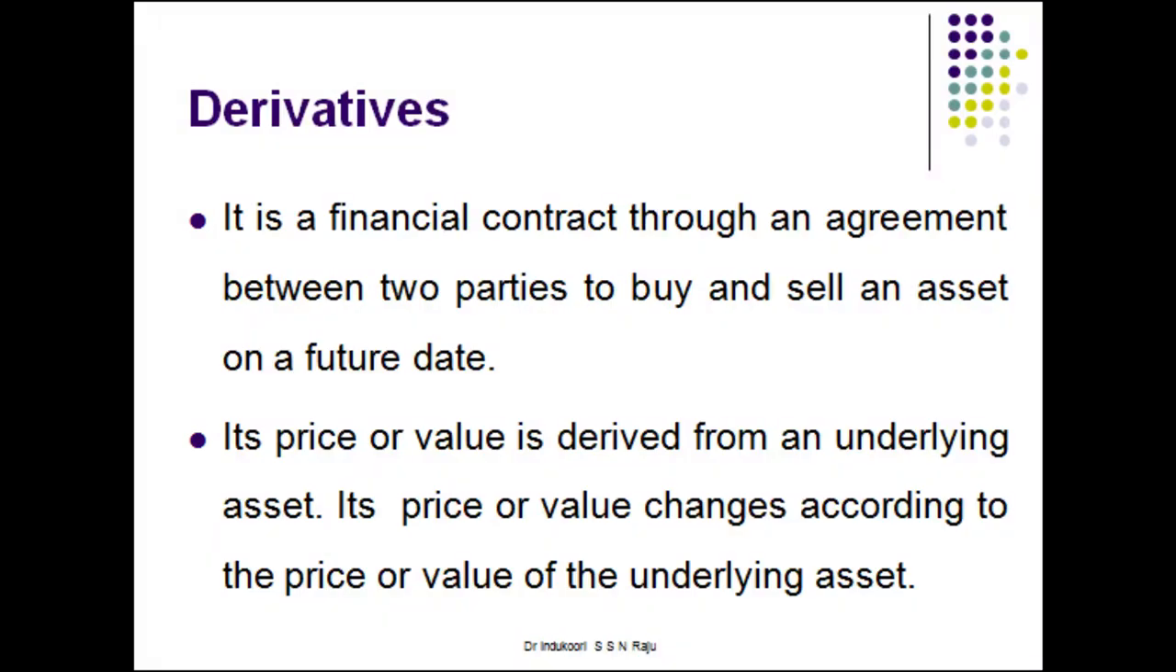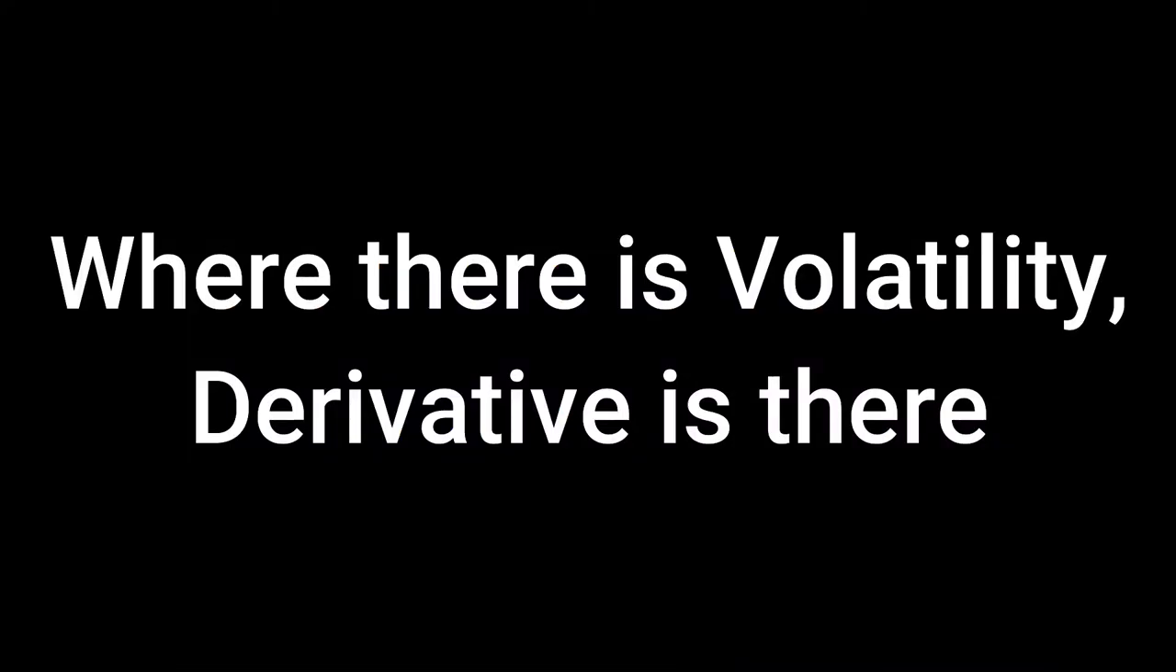What exactly is the derivative? Why are these derivatives derived or designed? That's very, very important for you to understand. Then only you will understand the later part. For the simplicity of understanding, a derivative is there because the volatility is there. If there is no volatility, there is no scope for derivative.